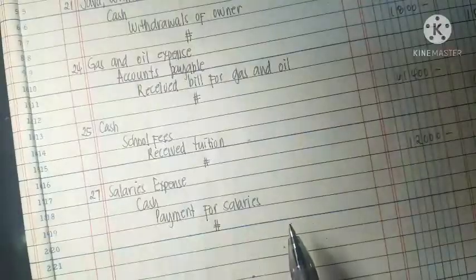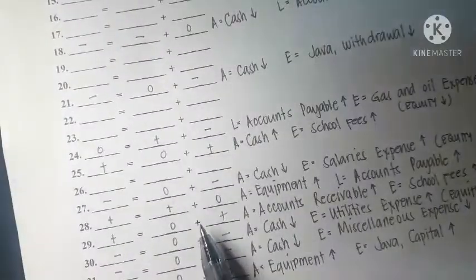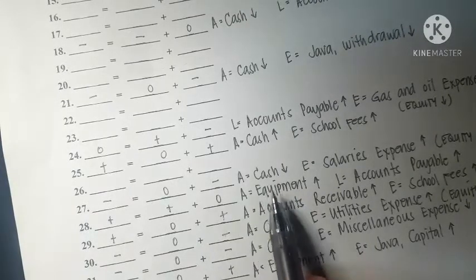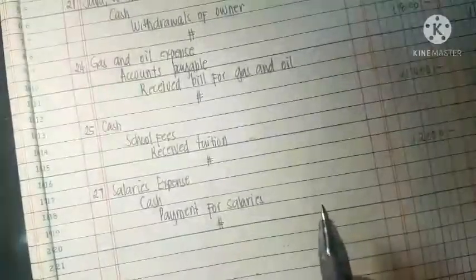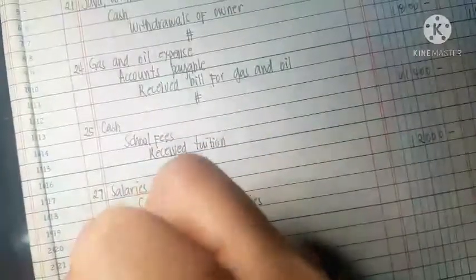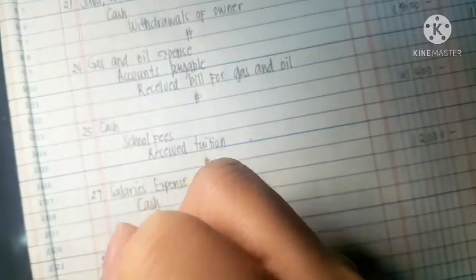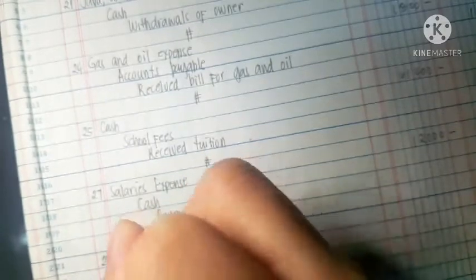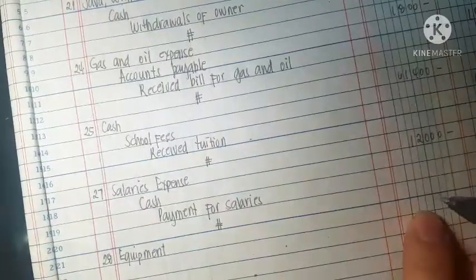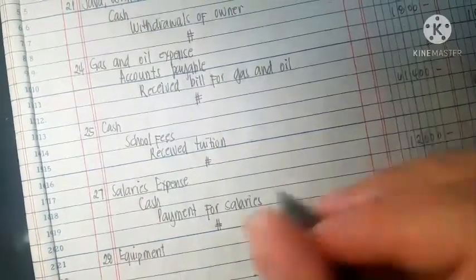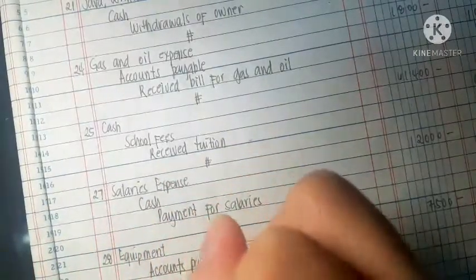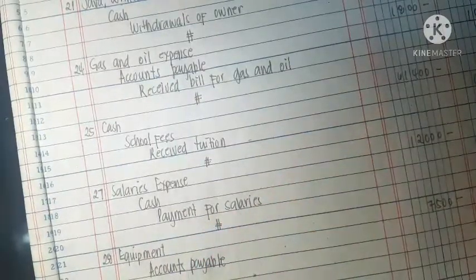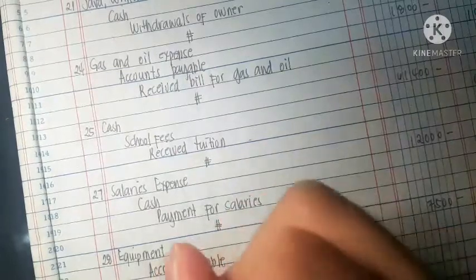Next, October 28, bought a photocopier on account from the Dianga's Office Machines for 7,500. There is an increase in assets, particularly equipment, and an increase in liabilities, particularly accounts payable. So October 28, we debit equipment for 7,500, and we credit accounts payable for 7,500. Explanation: bought photocopier.